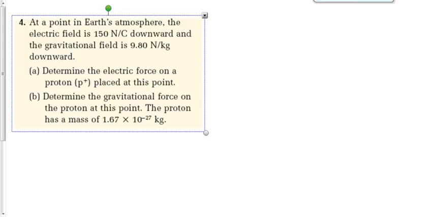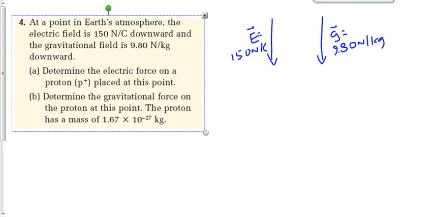Let's draw this to make it seem a little bit more straightforward. At whatever point in the Earth's atmosphere, we have an electric field pointing downward. Its value is 150 newtons per coulomb. The gravitational field is 9.80 newtons per kilogram. We're used to 9.81, but this happens to be a little bit above the surface of the Earth, so the field strength is a little bit less.